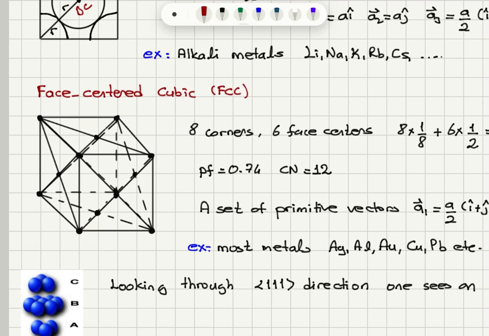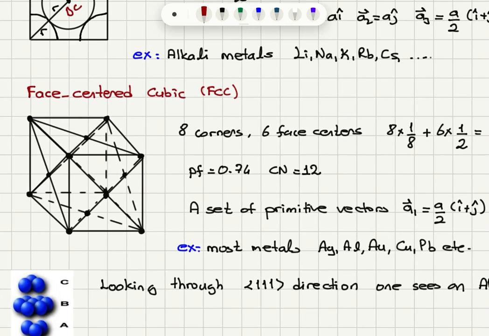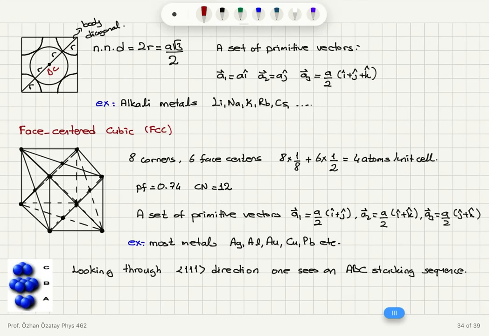Next we have the face-centered cubic structure. The atoms are at the corners and also at the face centers. So we have 8 at the corners, 6 at the face centers. The corners contribute 1/8 of their volume. The ones at the face centers contribute half of their volume. So we have 8 times 1/8 plus 6 times 1/2, 4 atoms per unit cell. The packing fraction for this one, if you calculate, is 0.74.